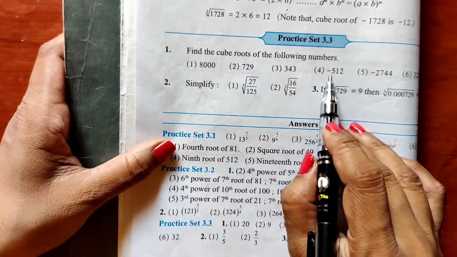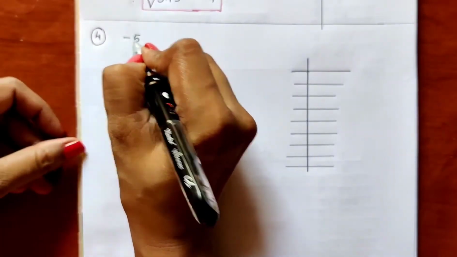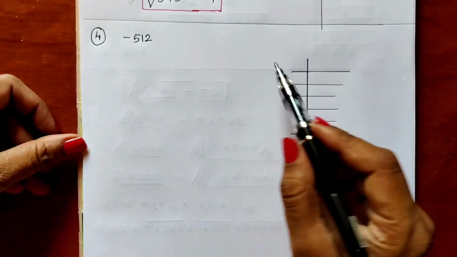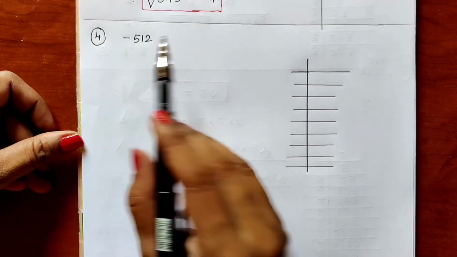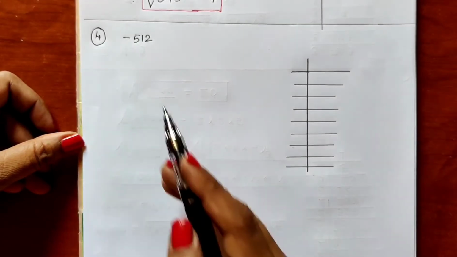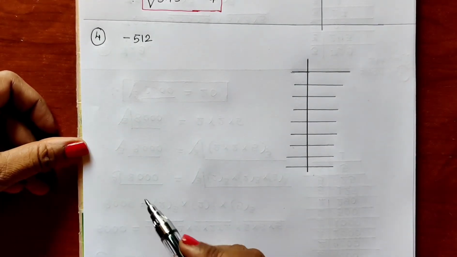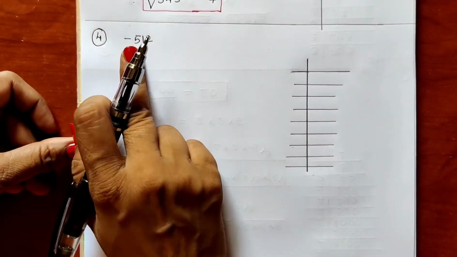Next, the fourth number is minus 512. Let us see how to do it. Minus 512. See children, while finding out prime factors, we will not put this negative sign, this minus sign, while finding out the prime factors. This negative sign we will write in the end. Okay, we will do all our method without writing this negative sign.